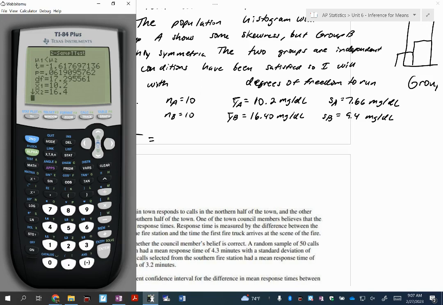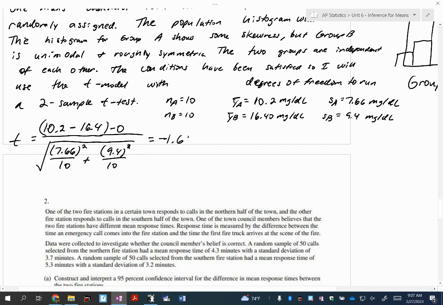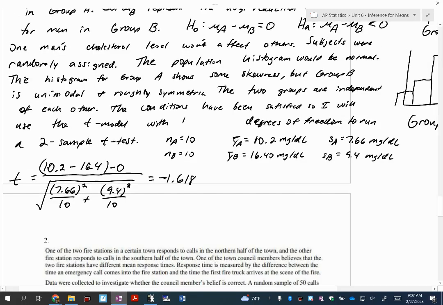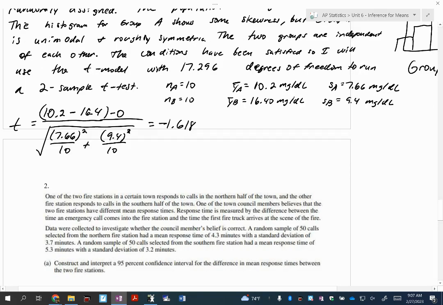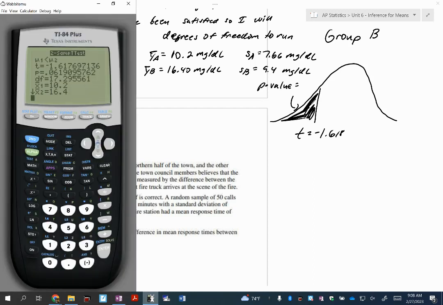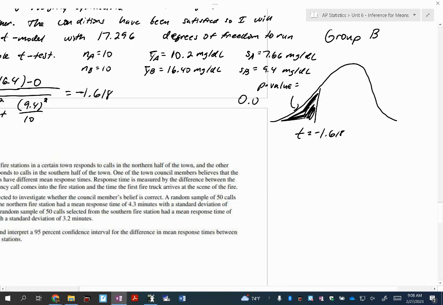All right, so our test statistic is negative 1.618. Let's find our degrees of freedom, which is essentially 17.296. I'm going to draw a quick little curve out here, shading at t equals negative 1.618, shading to the left. And this p-value is 0.062. All right, so that's my p-value.